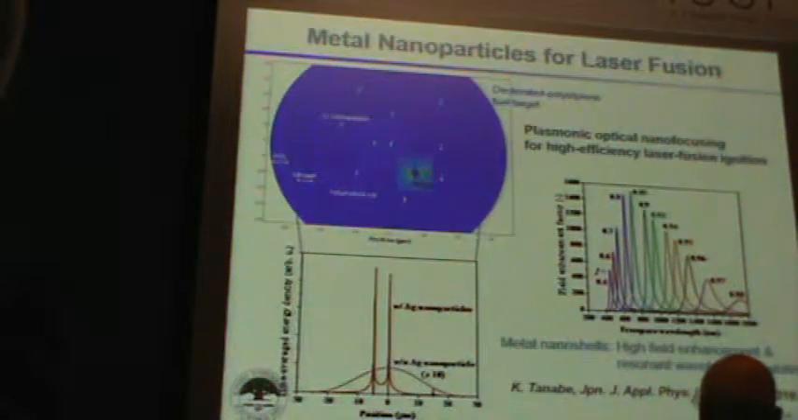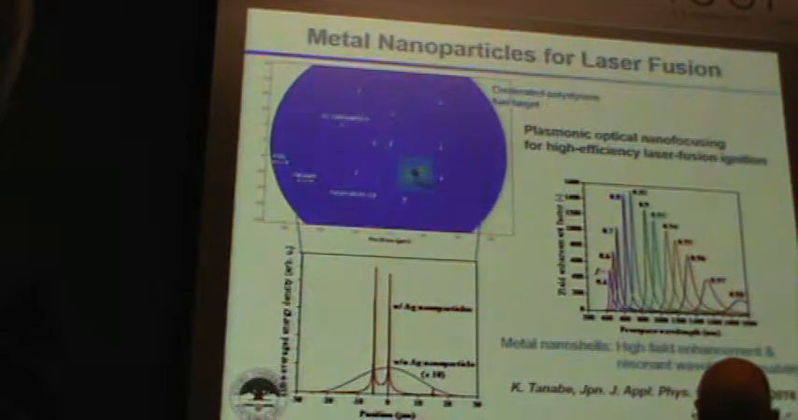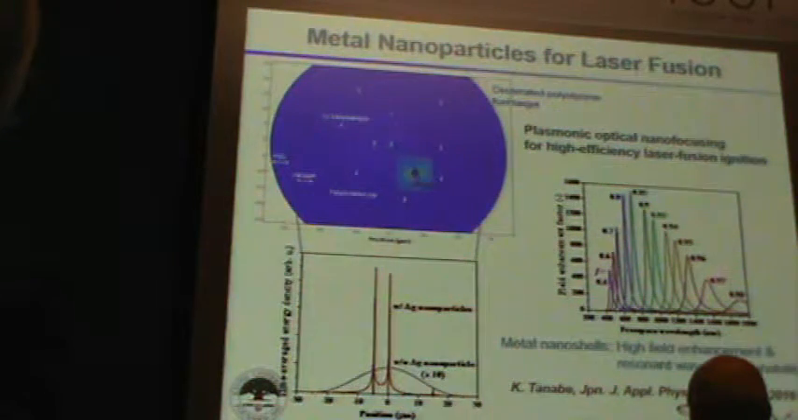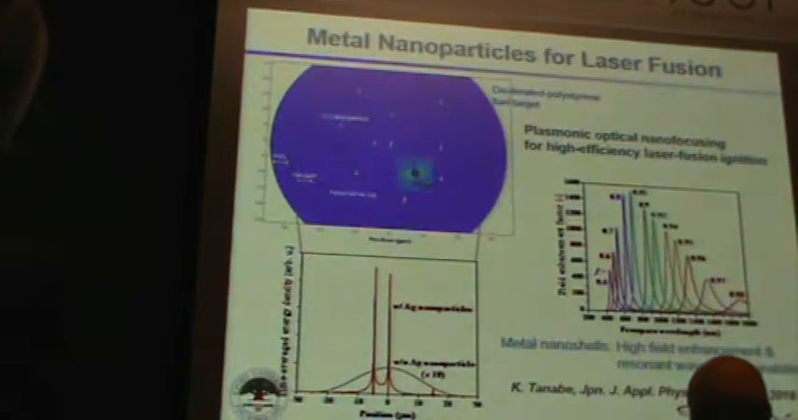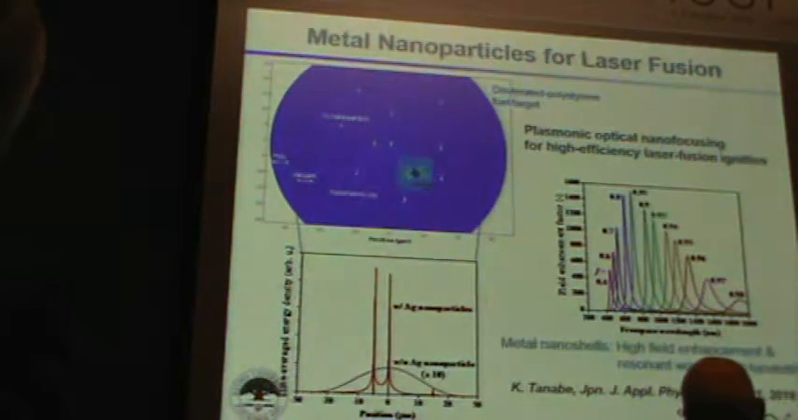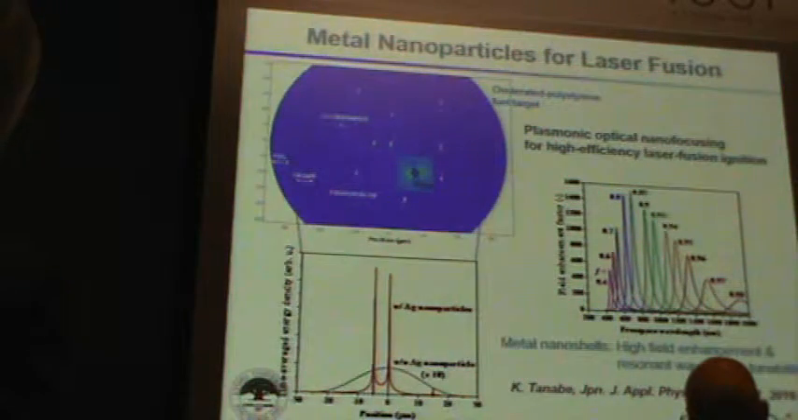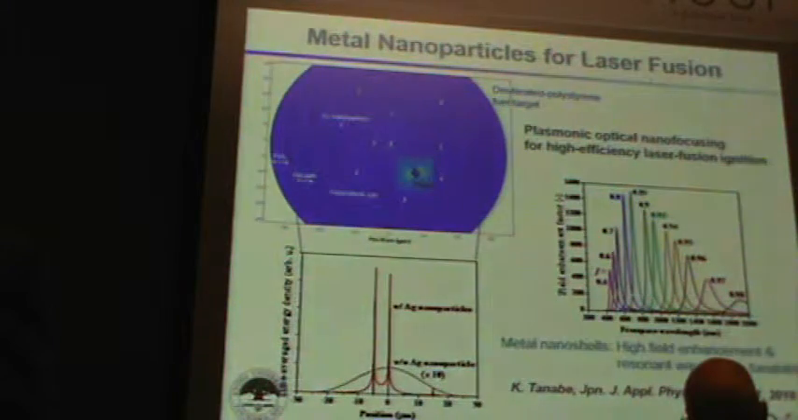And this scheme is also applicable for laser fusion technology. By simply embedding metallic nanoparticles or nanoshells into the conventional deuterated polystyrene fuel target, which is commonly used for laser fusion, in my calculation I got very high enhancement of the energy. So probably to trigger the initial stage of the fusion reaction, this technique can be applied.